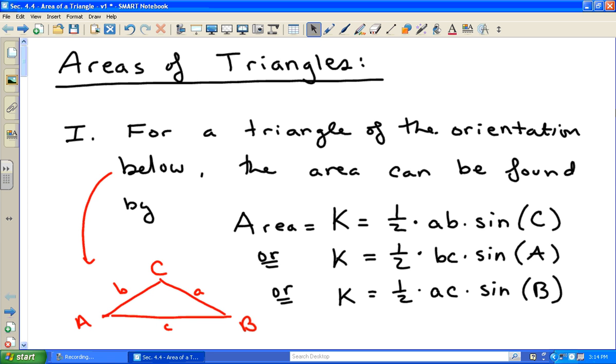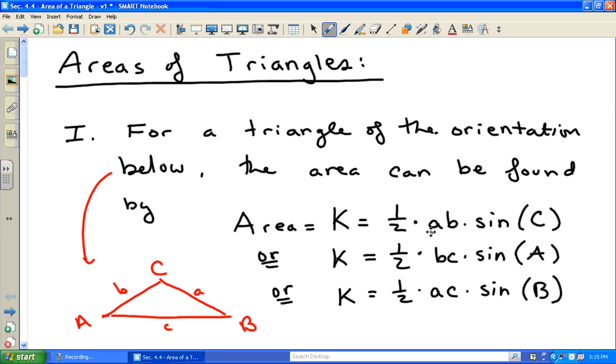Okay, the first idea is if you have a triangle that's oriented as I have it written below, in other words, the angles are all capital letters, and the sides opposite those angles are small letters, then the area can be found by one of these three formulas if you're given certain things. Now, first of all, they use the capital letter K to represent the area of a triangle in this section. Okay, the first formula, I wanted to point out how it's laid out, and then the other two formulas are very similar. You still have the 1/2 at the front.